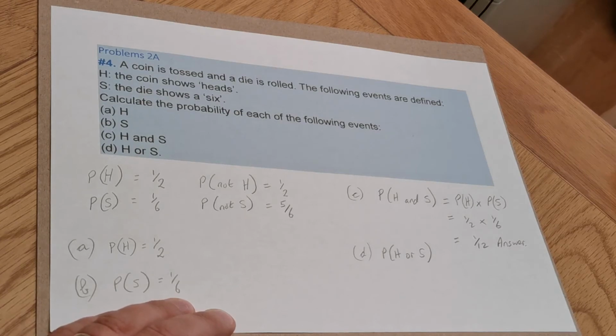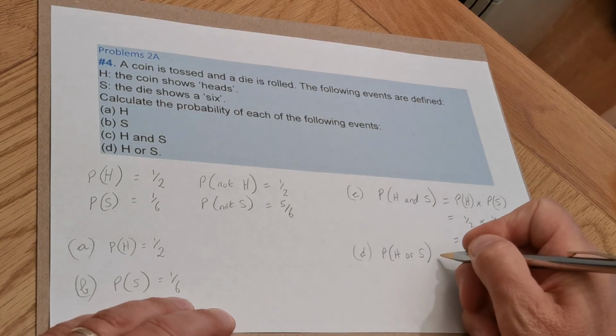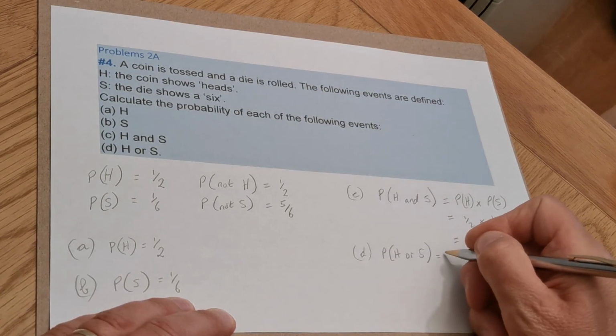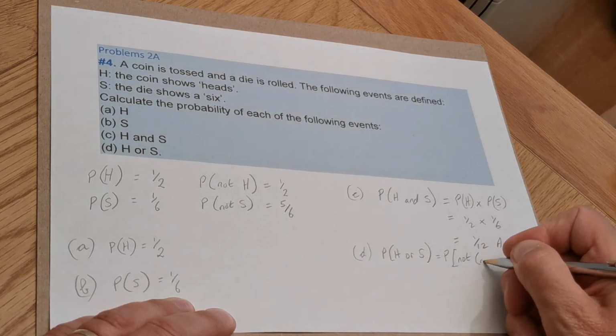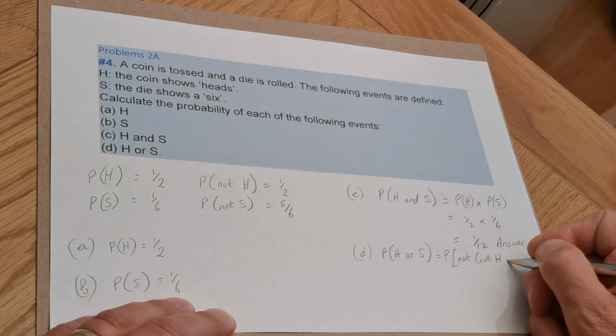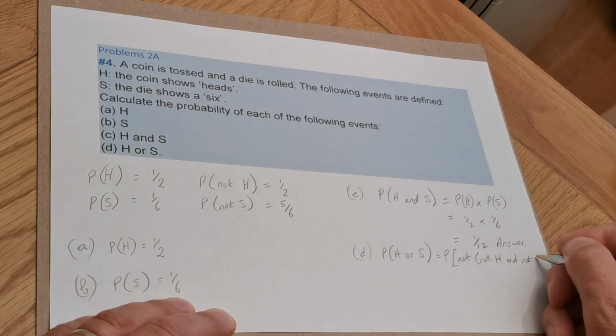The probability of a head or a 6, either a head or a 6. When we have a problem in probability and the solution is not immediately obvious, it's always worth asking ourselves, what if the event did not occur? If we didn't get a head or a 6, what would we get? We would get not a head and not a 6. Now that could be useful. The probability of a head or a 6 is the probability that we do not get not head and not 6.